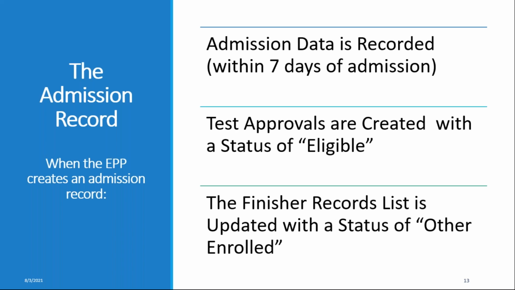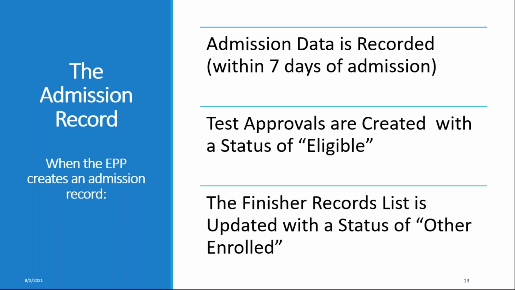When you create the admission record, ECOS courteously places that candidate onto your test approval list for each test required for the certificates you identified in the admission record. The status of course is eligible because the EPP determines test readiness and when to approve testing. Additionally, the candidate is placed onto the finisher records list with a status of other enrolled.